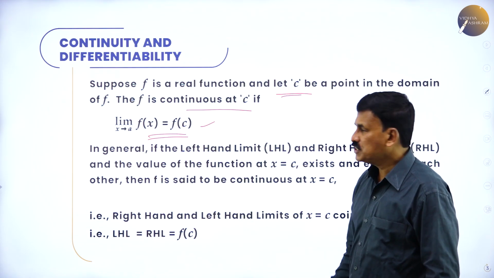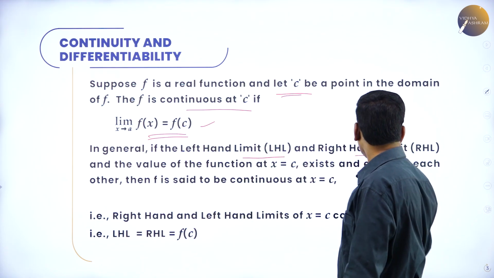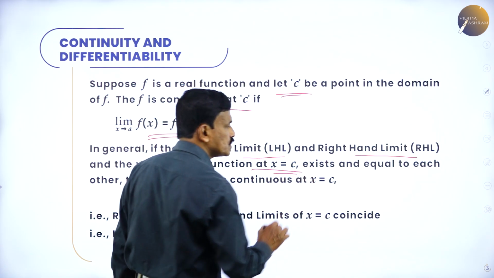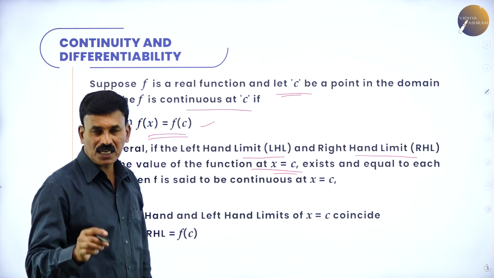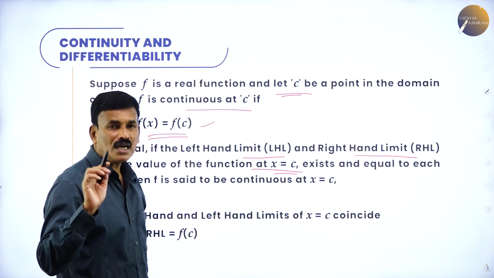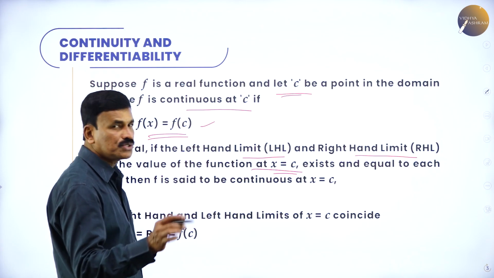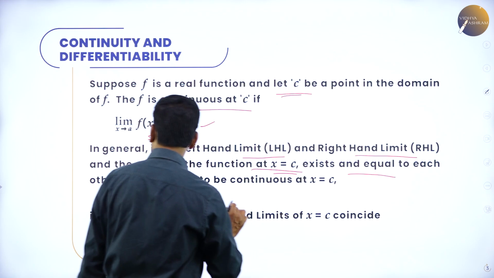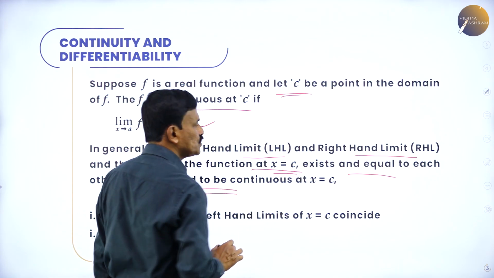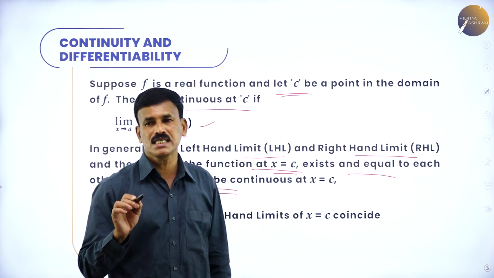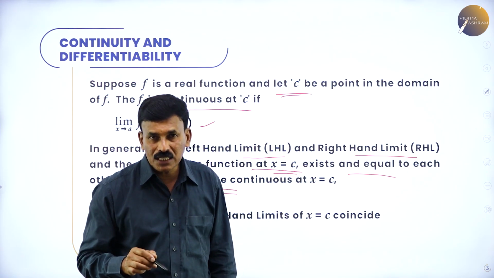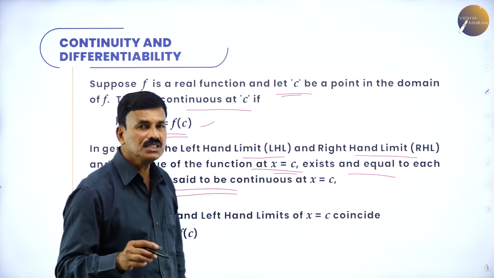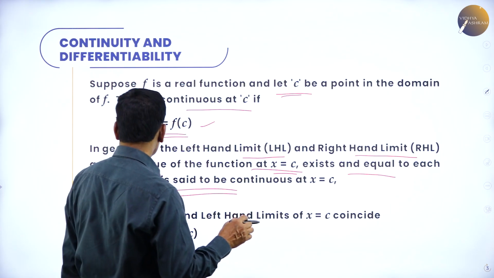In general, if the left hand limit LHL, the right hand limit RHL and the value of the function at x is equal to c exist, and they are all equal to each other, then the function f is said to be continuous at x is equal to c. If the left hand limit is equal to right hand limit is equal to functional value, then the function is said to be continuous at x is equal to c.